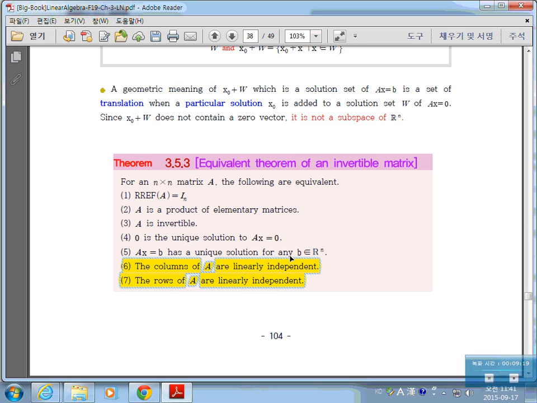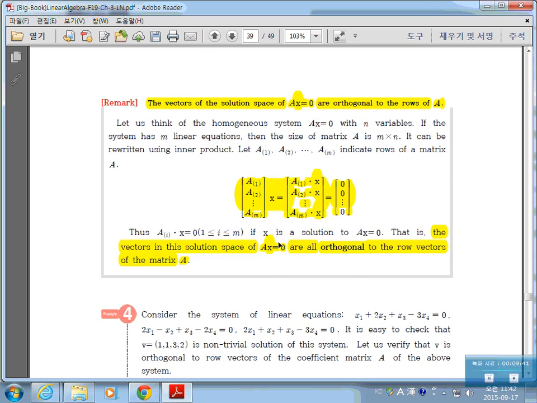And so this is very important. If the columns are linearly independent, which you can find by using the REF of a given matrix, then you can say whether this linear system of equations has a unique solution or not.